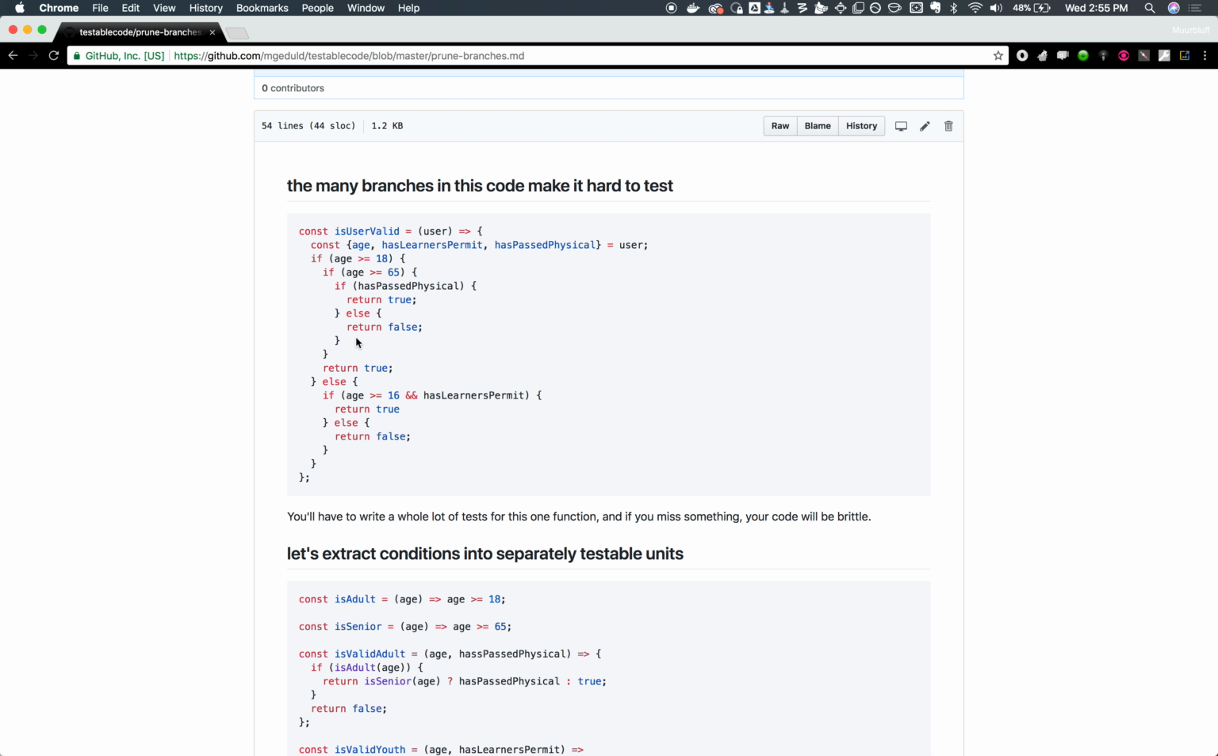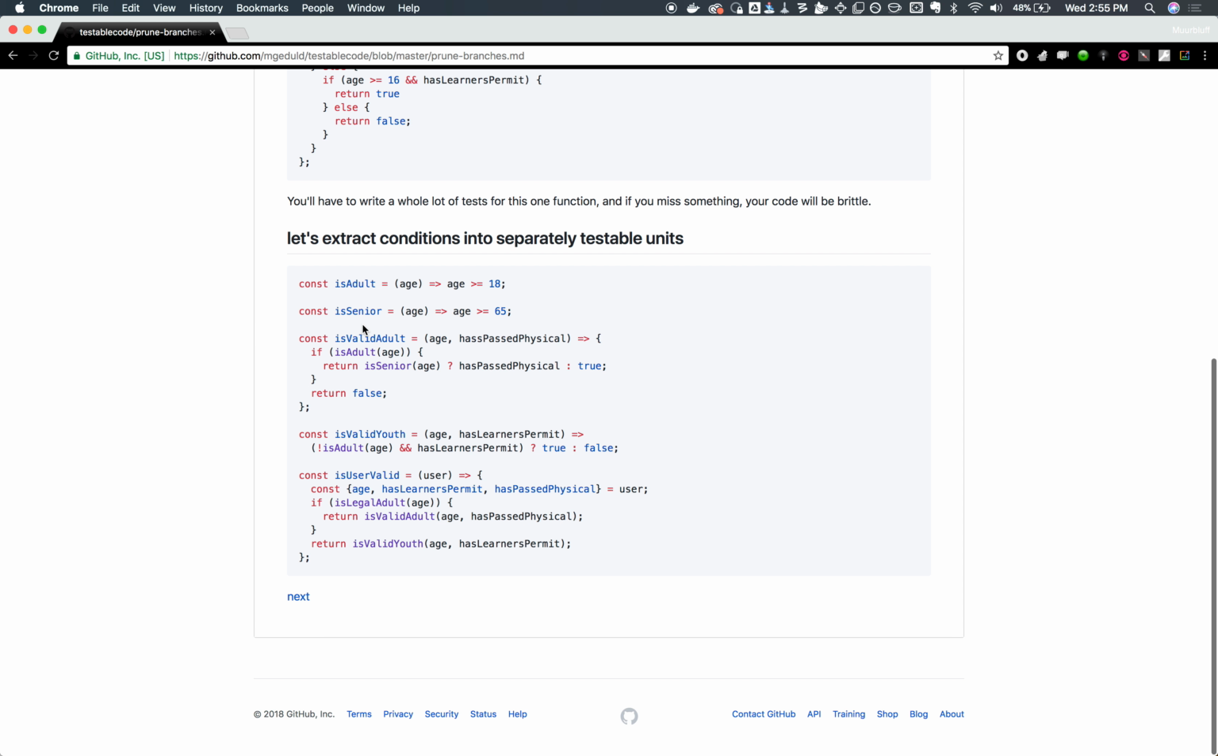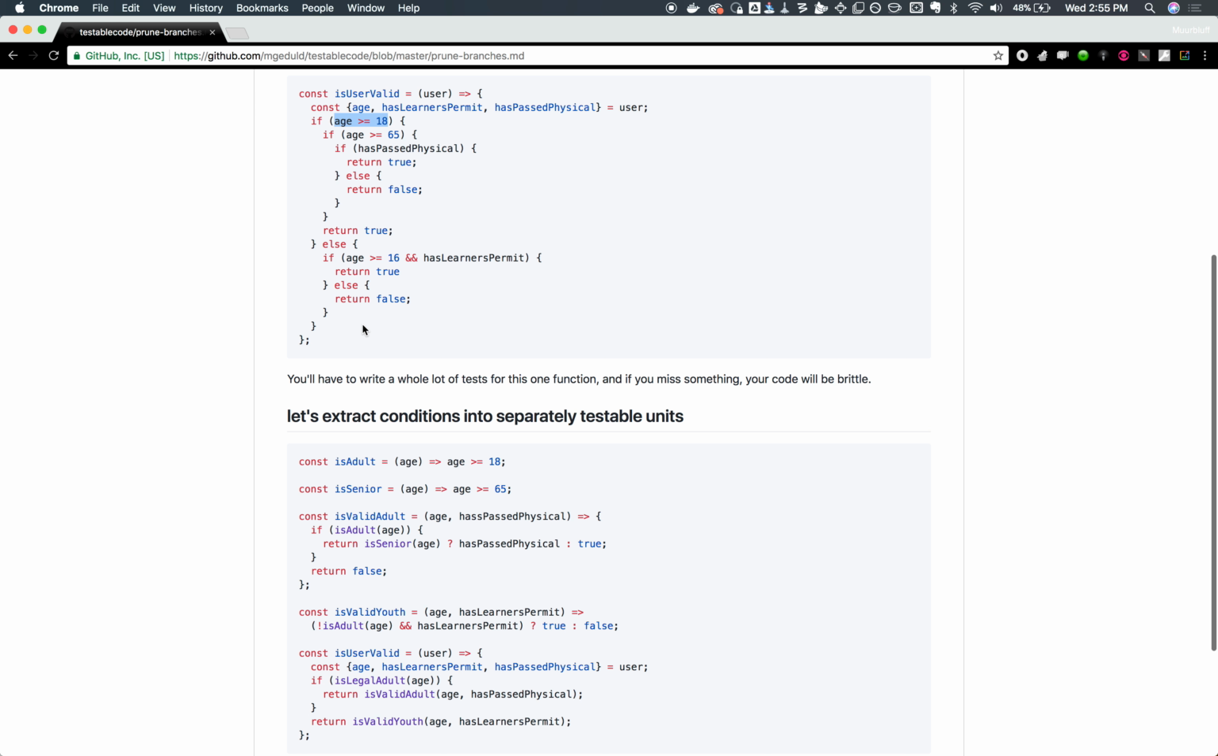It's really hard to reason about this. And when you're testing it, it's hard to make sure that you've tested all the possible cases right here. So what's a much cleaner way to do this and a much easier way to do this is to actually take these conditions and break them down into functional units.